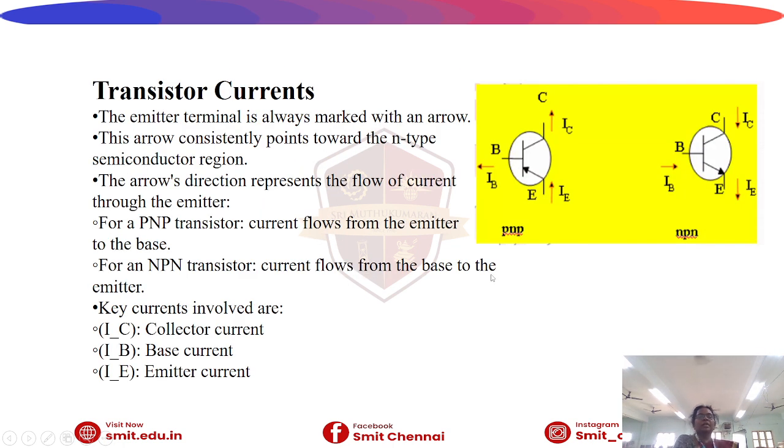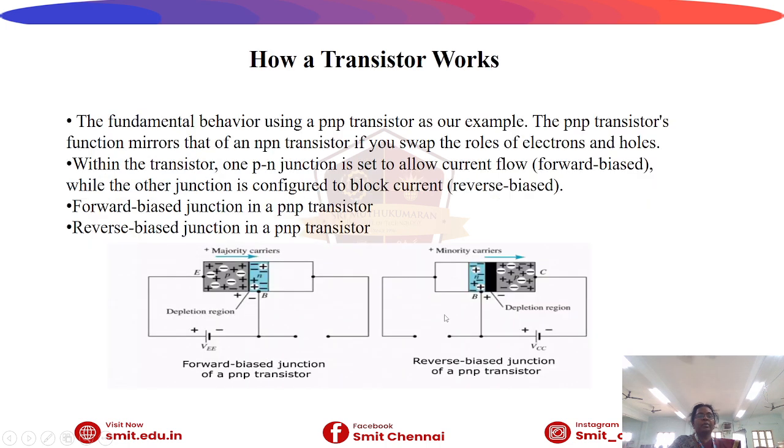Transistor current. The emitter terminal is always marked with an arrow. This arrow consistently points towards the N-type semiconductor region. The arrow directly represents the direction of current flow at the emitter. For a PNP transistor, the current flows from the emitter to the base. For an NPN transistor, the current flows from the base to the emitter. The key currents are the collector current, base current, and emitter current.